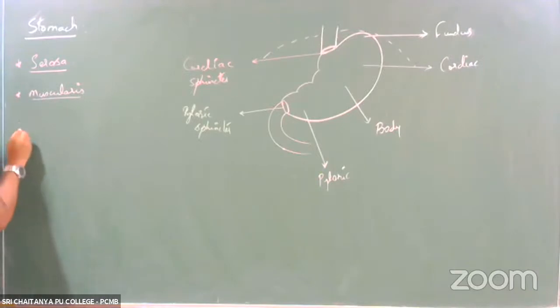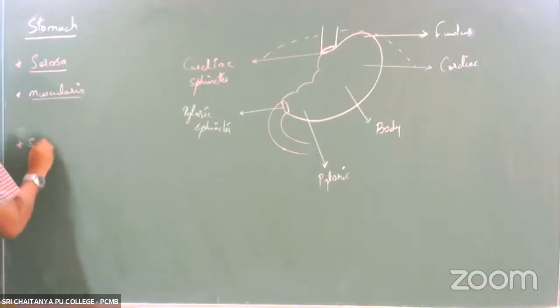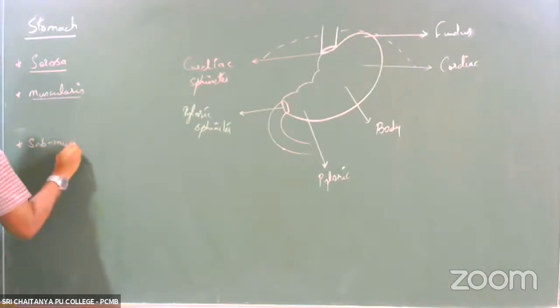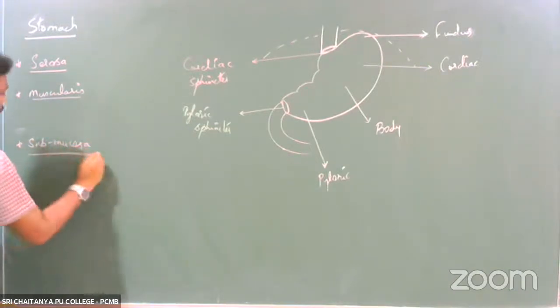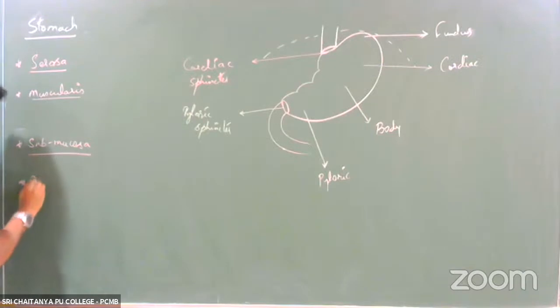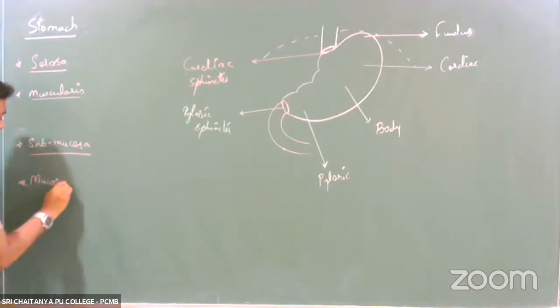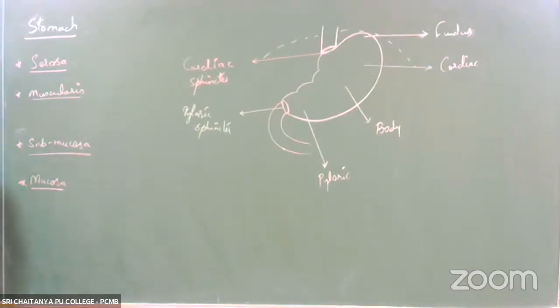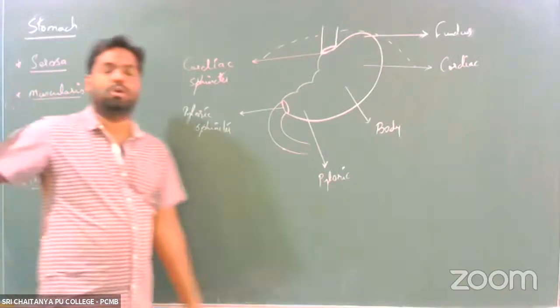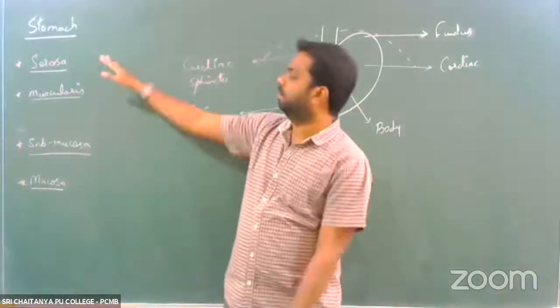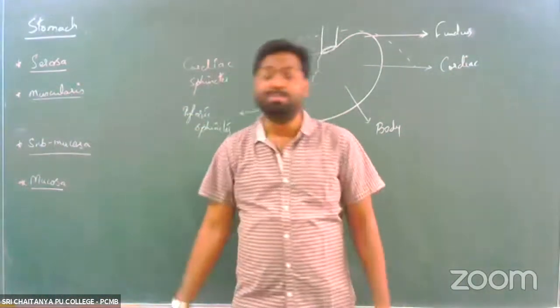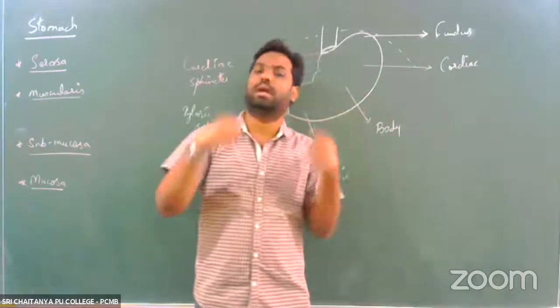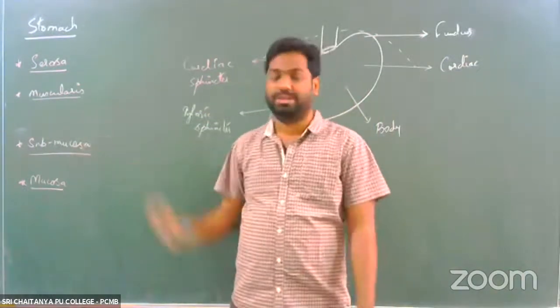Then the third layer is the submucosa, and the last layer is the mucosa. So the layers of the stomach are these four layers, the outermost being the serosa and the innermost being the mucosa. In between the serosa and mucosa, there are the muscularis as well as the submucosa.